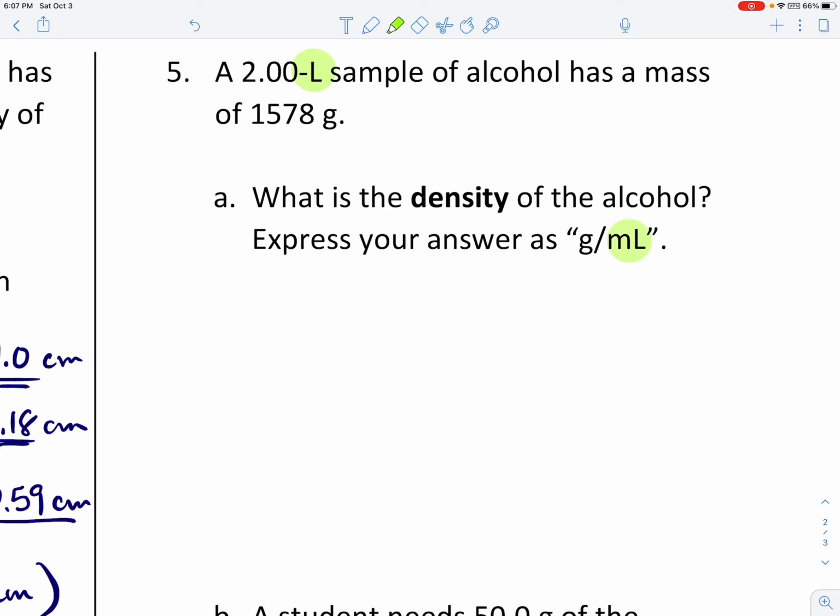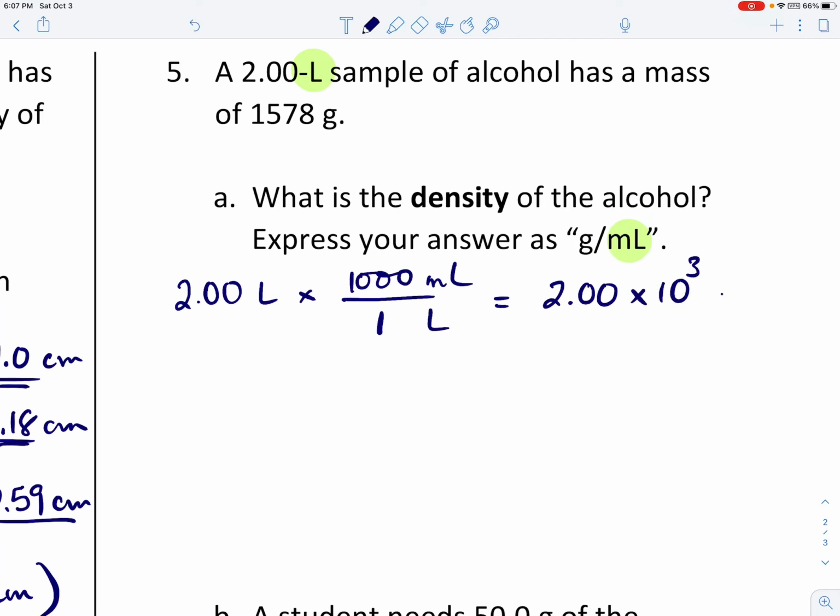So did you notice the volume was given in liters, but we want milliliters in our density? So let's begin by converting the 2 liters using a unit multiplier. Switch the liters to milliliters. 1,000 milliliters in a liter. So we get 2.00 times 10 to the 3 milliliters. If you just wrote 2,000, that's okay, but keep in mind you need something with 3 significant digits. So there's only one way to really do that with the number 2,000, and that's to put it into scientific notation.